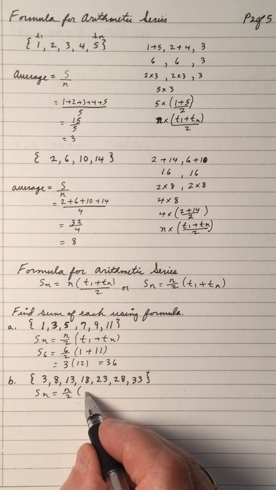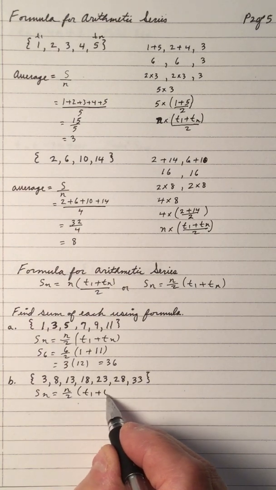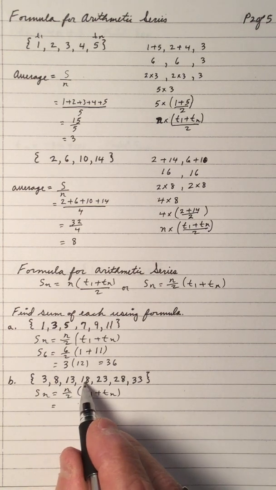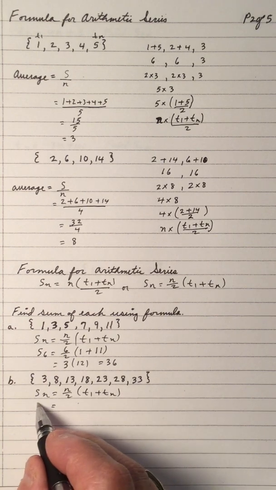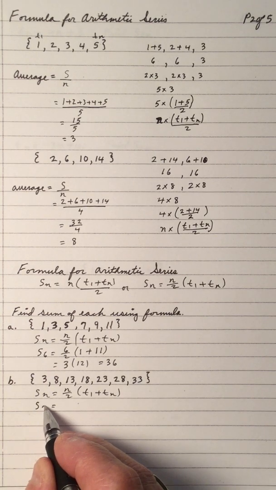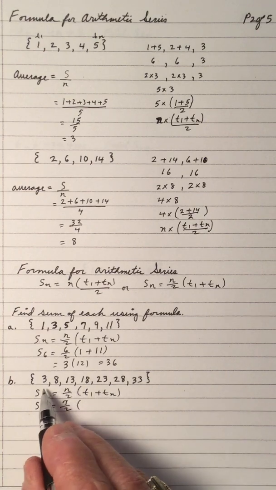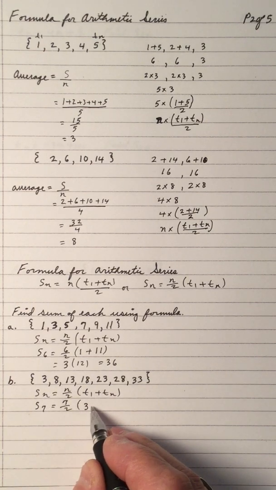And B, we have a sequence, and the formula to find the sum is Sn equals n divided by 2, bracket T1 plus Tn. And again, 1, 2, 3, 4, 5, 6, 7. So this is the sum of the 7 terms. So 7 divided by 2, and the first term is 3.